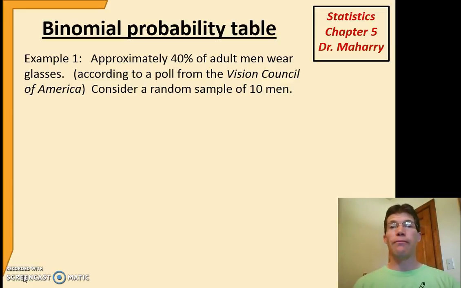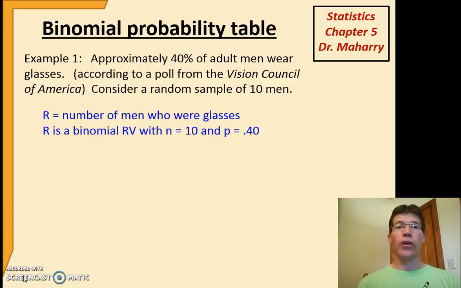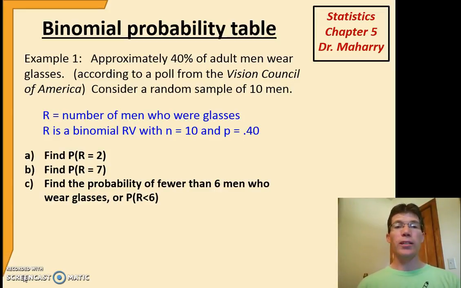Suppose that 40% of men wear glasses, according to some poll. So if we take a group of 10 men and we start counting how many of them wear glasses, so if r is the number in this group of 10 that wear glasses, then this is a binomial random variable when n is 10 and p is 0.4. So p is the probability of success. A success is whatever we're counting. In this case, we're counting the number who wear glasses, so a success is a person who wears glasses. So p is 40%.